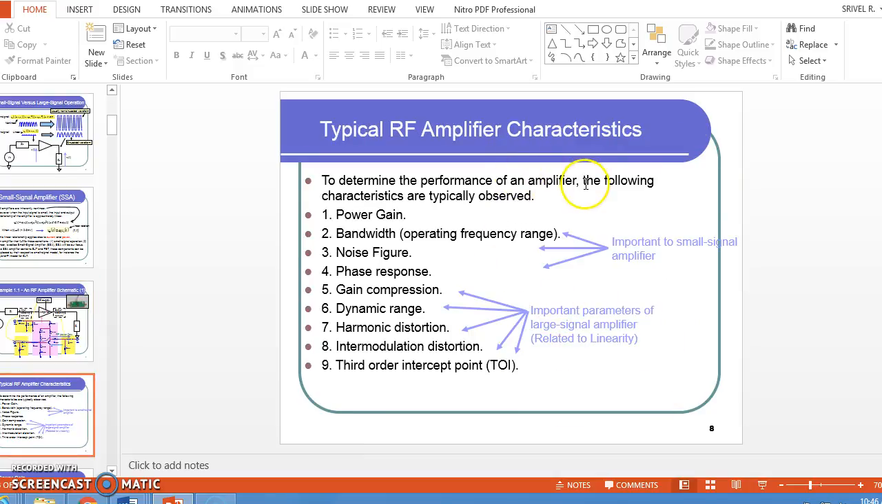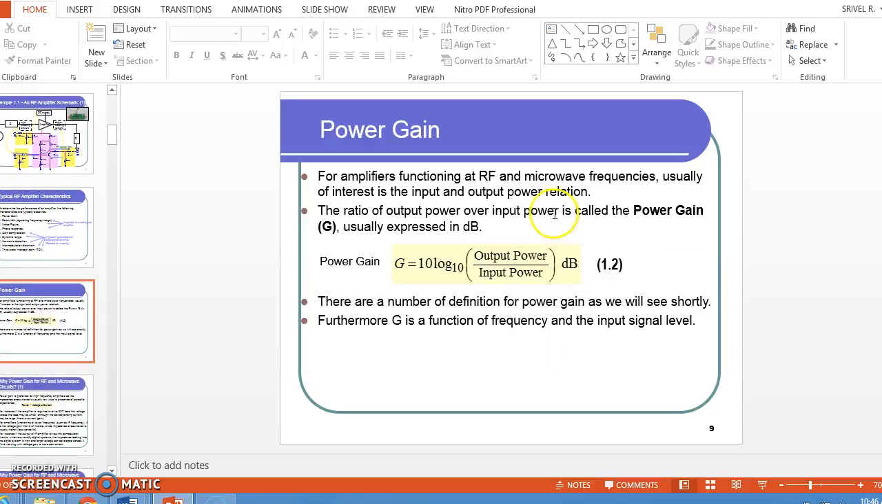To determine the performance of an amplifier, the following characteristics can be observed. For a small signal amplifier, the important characteristics are power gain, bandwidth, noise and phase response. For a large signal, they are gain compression, dynamic range, harmonic distortion, intermodulation distortion, and third order intercept point TOI, which is related to linearity. For an amplifier functioning at RF and microwave frequency, usually of interest is the input and output power relation.